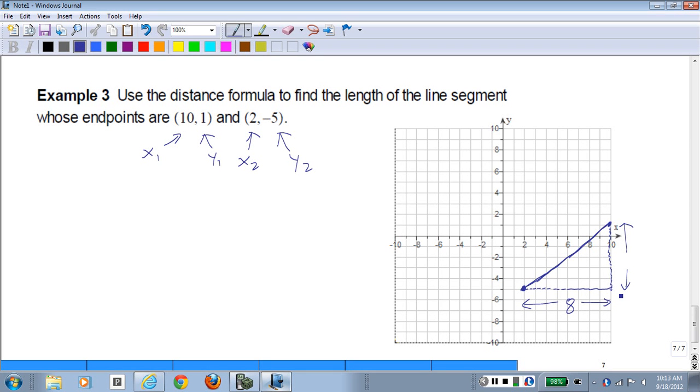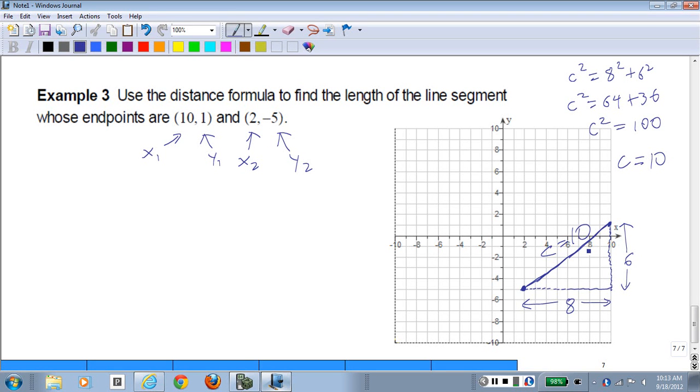And then how far is it from there down to there? 6. 6 units. So if we want to go directly to the Pythagorean theorem, c squared equals 8 squared plus 6 squared. C squared equals 64 plus 36. C squared equals 100. What positive number can you square and get 100? 10. So c equals 10. So there. With the picture, I don't know, that might have been faster than using the distance formula.